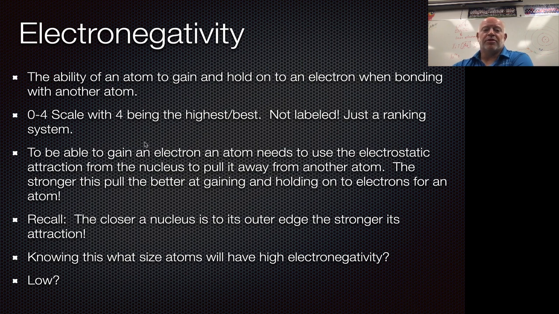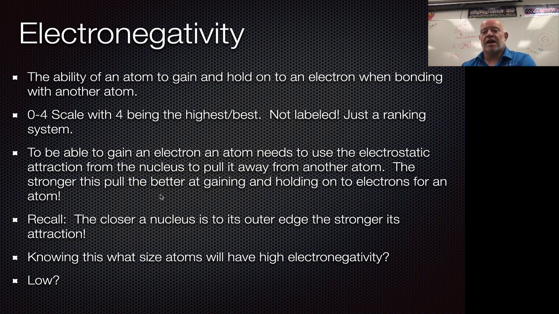Now, to be able to gain an electron, we need to have an ability here. If you're going to strip an electron from another atom, you need to have some sort of attraction to it. That attractive force comes from our nucleus. We call that the electrostatic force. Basically it's the positive charge from those protons in the nucleus. They are able to attract electrons and hold on to them.